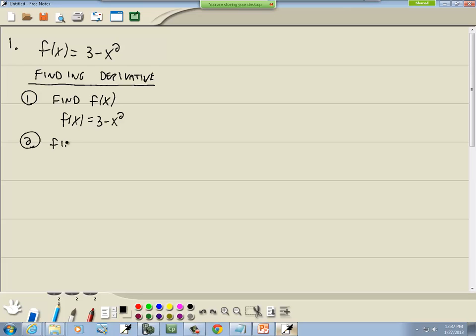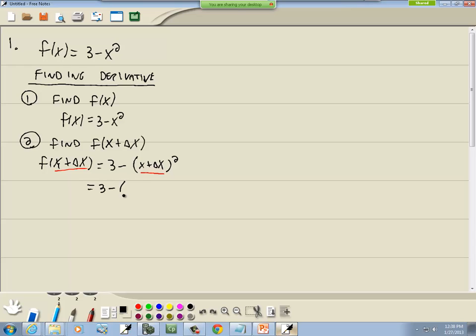Second step, we want to find f of x plus delta x. Now this is just evaluating a function. So to find f of x plus delta x, we're going to go to our original function. Wherever we have an x, we'll put in parentheses. Everything else remains the same: the 3, the minus, the squared. I just replace the variable with parentheses. Now whatever's inside the parentheses here is what's going to go in over here. So I'm going to plug in x plus delta x.